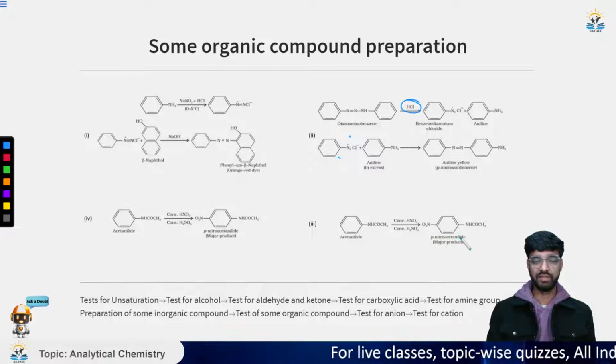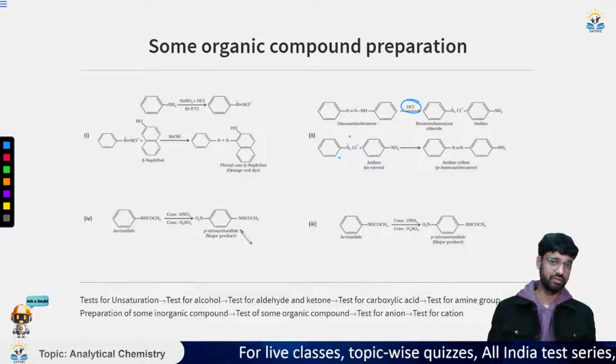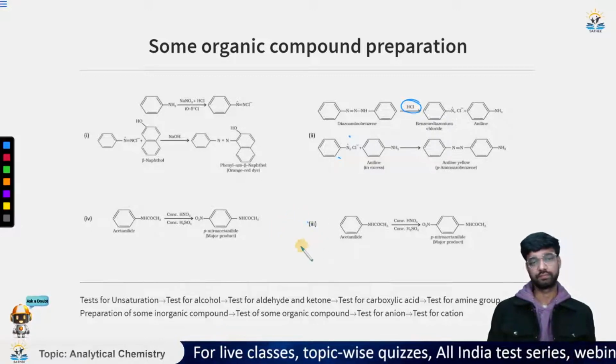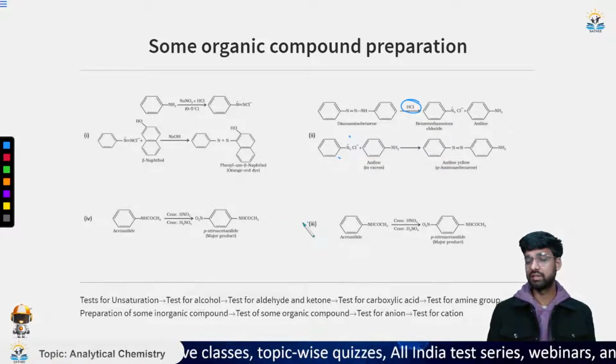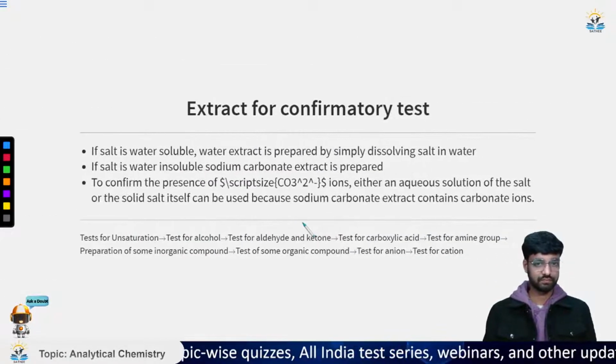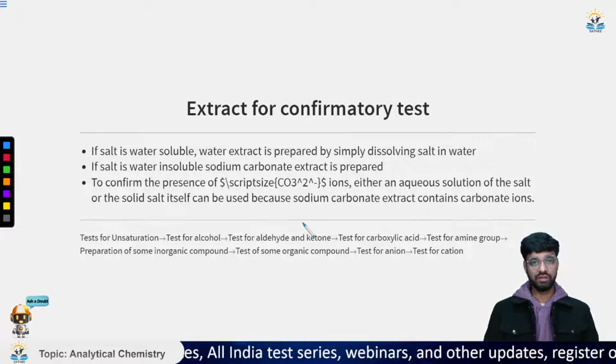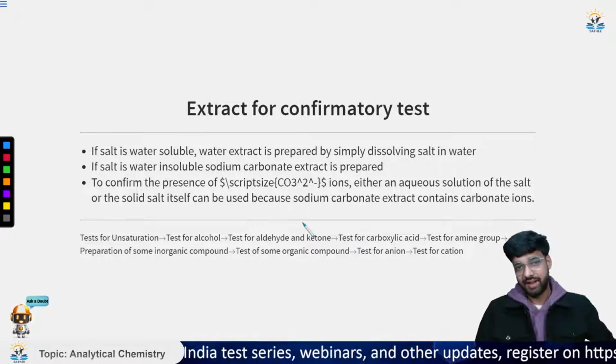And how do we prepare this acetanilide? So this is the reaction. This is para-nitroacetanilide. Okay, so this is repeated. So this was some preparation of organic compounds. Now we will start with the inorganic analysis. So first we will start with this anion test.